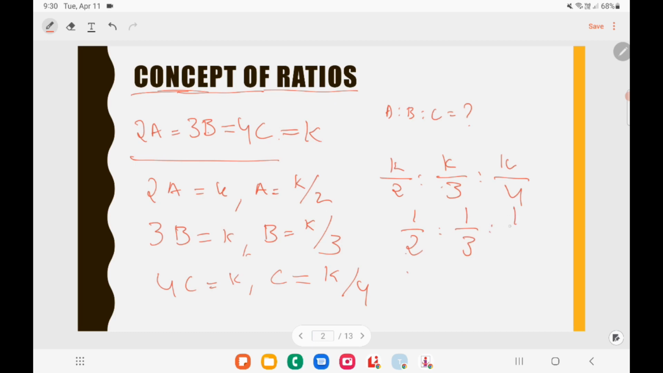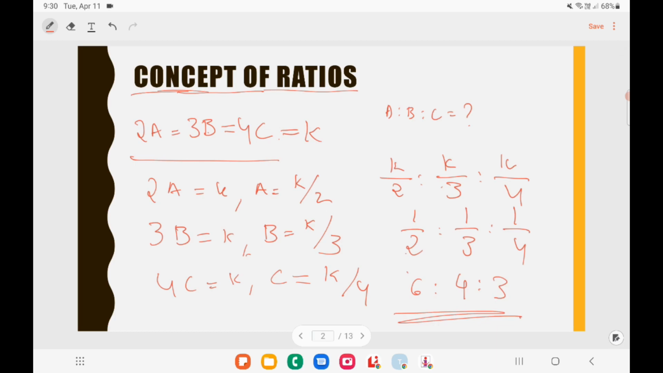So I can cancel k, then it will become 1 by 2 is to 1 by 3 is to 1 by 4. Now just multiply with the LCM of 2, 3 and 4. So LCM of 2, 3 and 4 is 12. So if I am multiplying with 12 on all the ratios, it will become 12 into half is 6 is to 12 into 1 by 3 is 4 is to 12 into 1 by 4 is 3. So 6 is to 4 is to 3. So this will be the ratio. Okay. So in this way you need to solve the question.